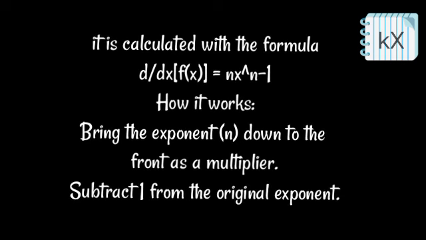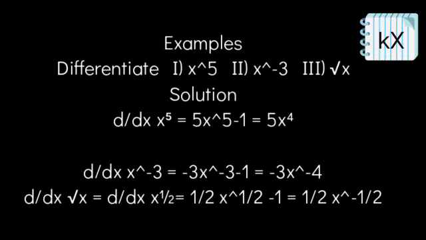Now, the standard formula for the power rule is written as n x raised to power n minus 1, and this simply means that when we are differentiating a given variable, we have to multiply the whole variable by its power, then subtract 1 from the power. That is, we bring the exponent down to the front as a multiplier, then subtract 1 from the power. Now let's look at some examples.